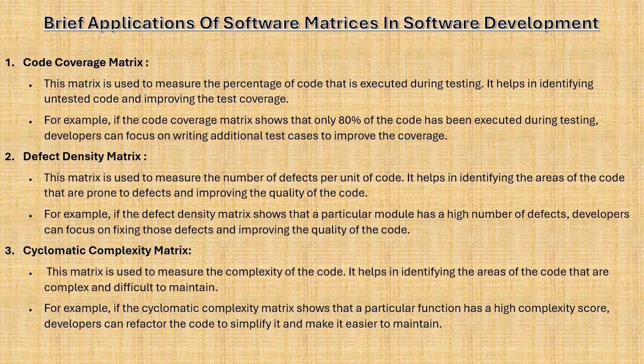Cyclomatic complexity matrix. This matrix is used to measure the complexity of the code. It helps in identifying the areas of the code that are complex and difficult to maintain. So, for example, if the cyclomatic complexity matrix shows that a particular function has a high complexity score, developers can refactor the code to simplify it and make it easier to maintain.